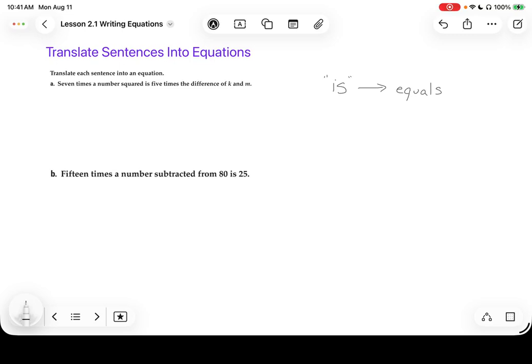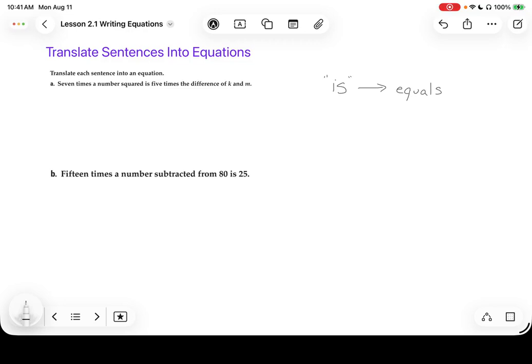Even if you haven't thought about it, you've certainly used the word is like an equal sign. If you've said 2 plus 2 is 4, that is an English way of saying 2 plus 2 equals 4. So is the big one, but there's a few other math vocabulary words that translate very nicely into math expressions or symbols. We're going to take these two sentences and translate them into equations. Let's read the first sentence all at once.